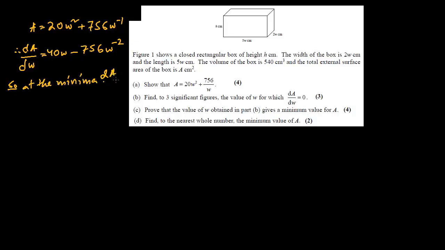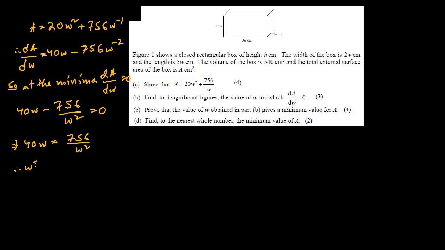So at the minima, the gradient is 0, dA by dw equals 0, and we have to find the value of w to 3 significant figures. So this is 40w minus 756 divided by w squared. It is a good idea for the calculation to bring it downstairs again. So this would be 40w equals 756 by w squared. Therefore w into w squared is w cubed, and this is 756 divided by 40.